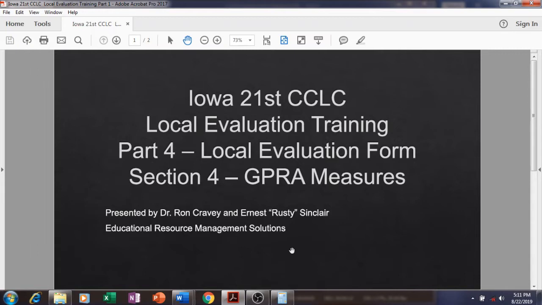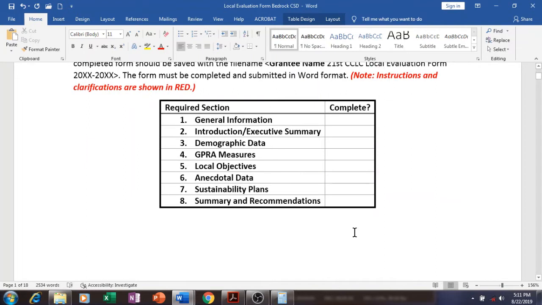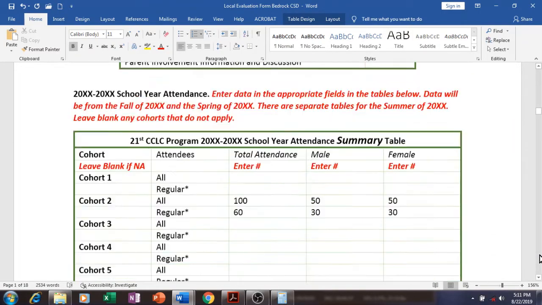In this video we're going to discuss section 4 of the local evaluation form, GPRA measures. So let's go over to the form and take a look. GPRA measures is in our required section list. It's number 4 on the list. Let's scroll down to that section.